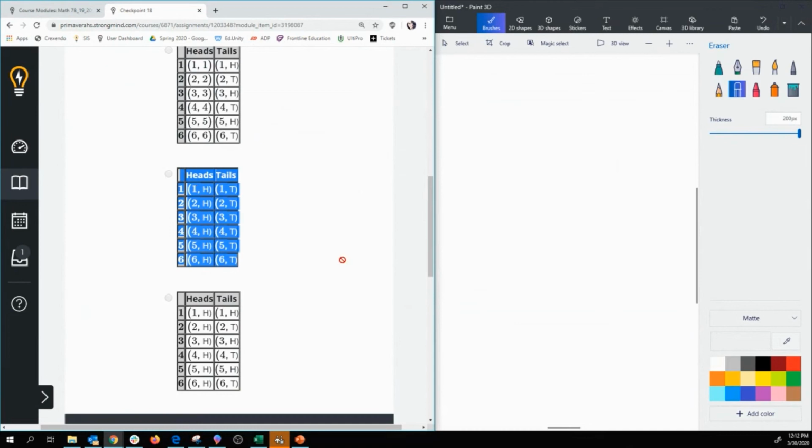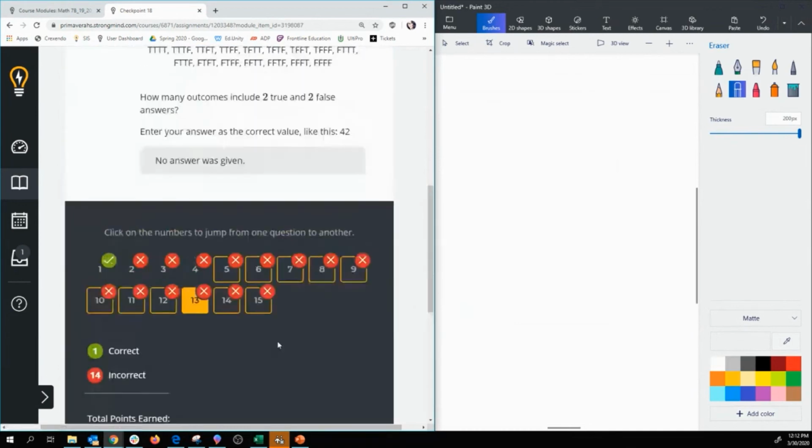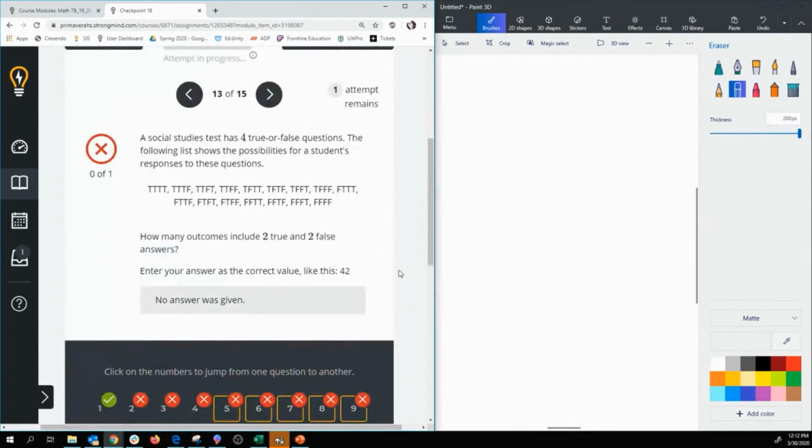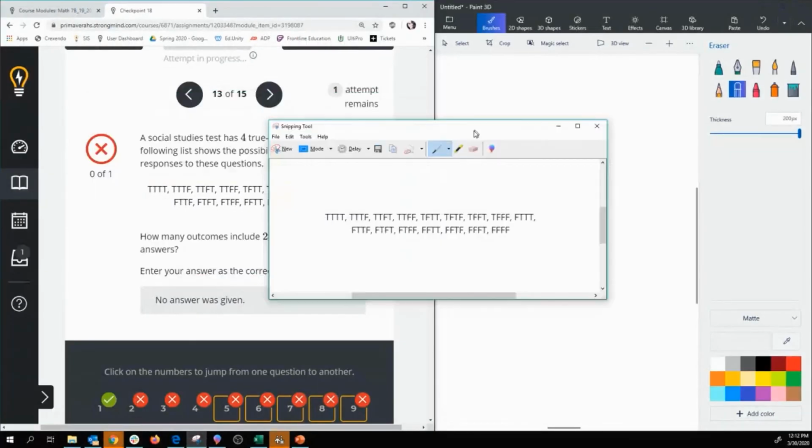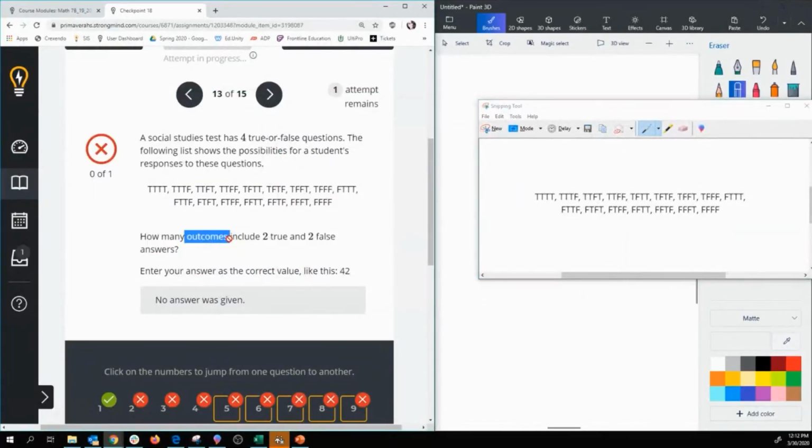All right. Next one. So it says that a social studies test has 4 true or false questions, and the following shows all the different possible outcomes that students could pick. And we want to know how many outcomes include 2 true and 2 false answers. So notice here that this question is asking for 2 true and 2 false, but it's also just asking us for outcomes. It's not asking us for probability. So that means our answer for this question is going to be just a number. It's not going to be a fraction because it's only asking us for outcomes.